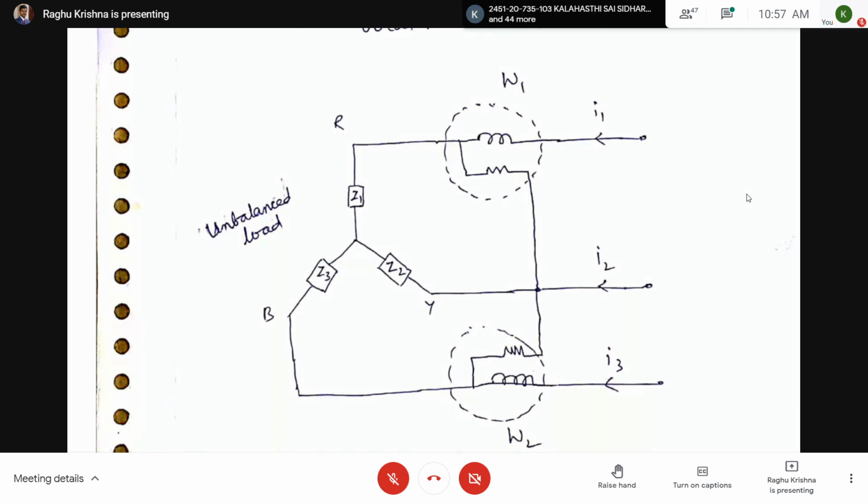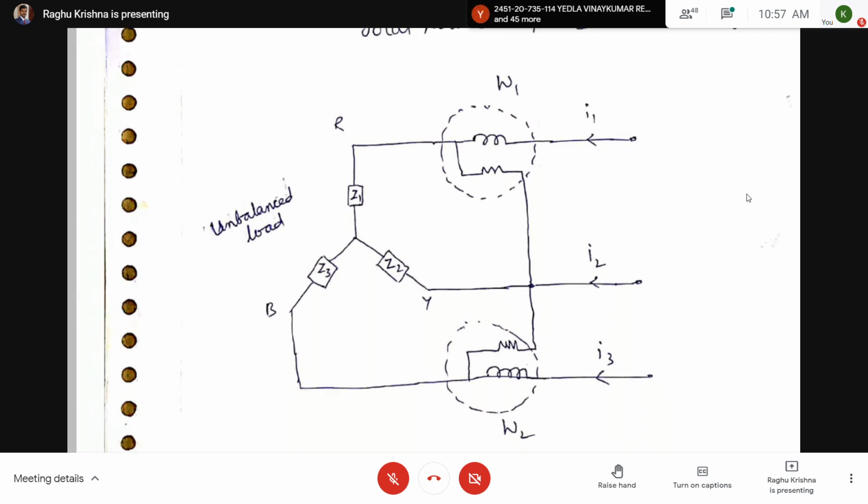Similarly, you have W2. So you have a current coil which is connected in series. Above that current coil, you can see a voltage coil which is connected between B and Y. Now here we are going to prove W1 plus W2 gives the three-phase power. W1 plus W2 equal to three-phase power. So this I am going to explain in the next class.